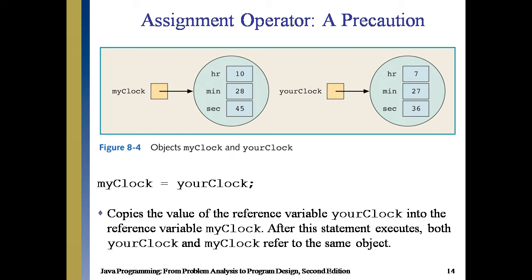Assignment operator and classes. A precaution. This section discusses how the assignment operator works with the reference variables and objects. Suppose that the objects myClock and yourClock are as shown in Figure 8-4. The statement myClock = yourClock copies the value of the reference variable yourClock into the reference variable myClock. After this statement executes, both yourClock and myClock refer to the same object. Figure 8-5 illustrates this situation.